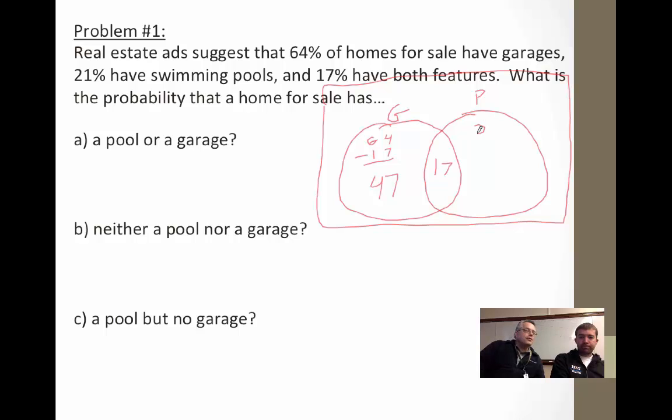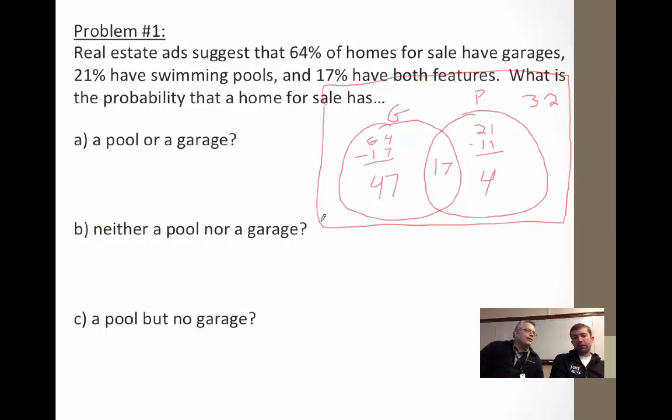So we had to start with what goes in the intersection. Same thing here: 21% have swimming pools, but we know that 17% are in the both category, so at least 4% are in the pool-only category. So what percent have neither garages nor pools? Well, here's 21 and 47, which is 68, so it looks like 32% have neither. Yeah, so 32 goes outside the circles.